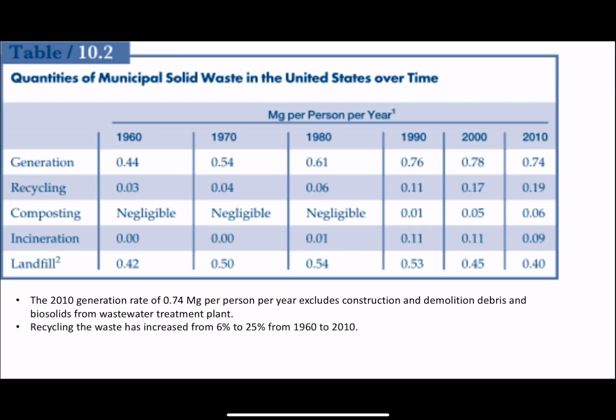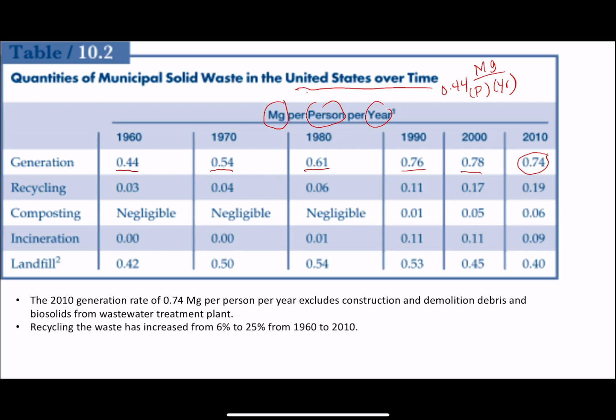Okay, quantities of municipal solid waste in the United States over time. Let's look at it through time, in million grams per person per year. How many million grams of solid waste per person per year? Let's look at 1960. It was 0.44 million grams per person per year. In 1970, it increased to 0.54. The 80s increased to 0.61, the 1990s 0.76, 2000 0.78, and you can see that the EPA is working so hard to reduce this. So in 2010 you can see some good reduction, 0.74.